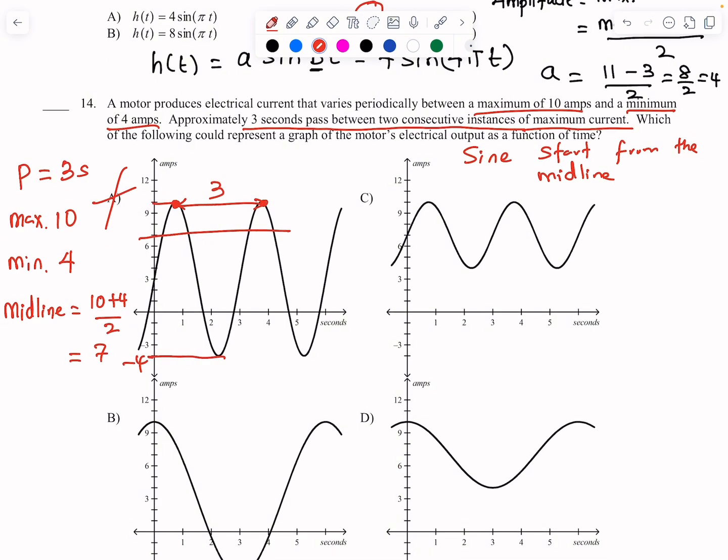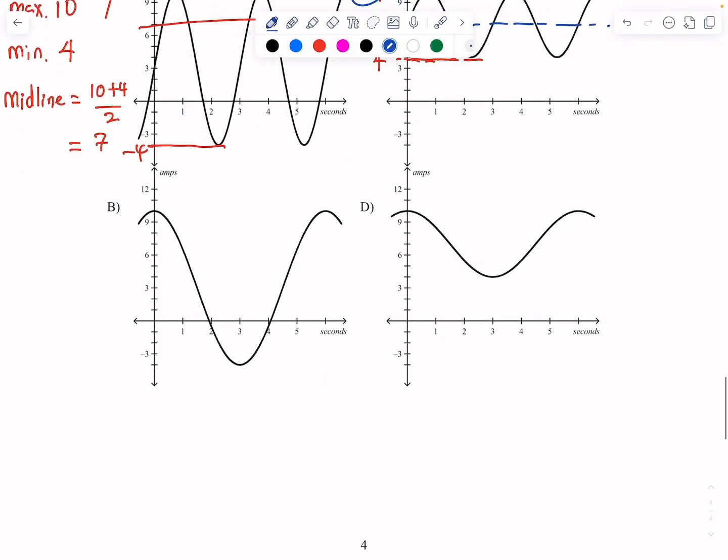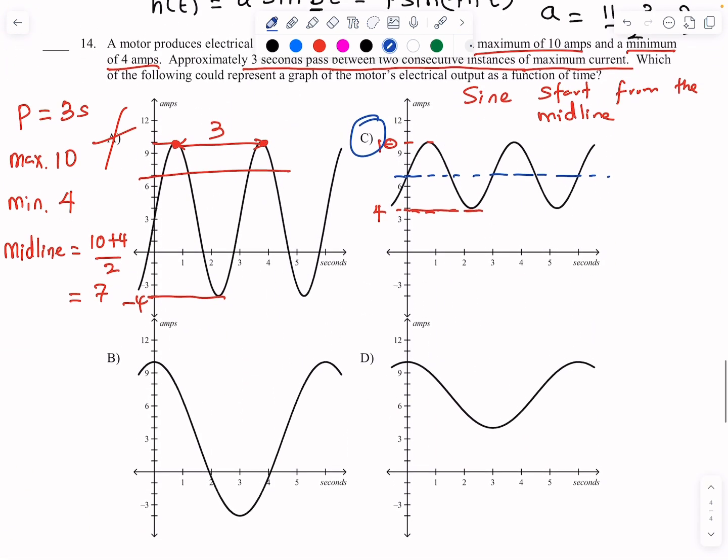Now let's go to option C. For option C, the minimum right here, what is the minimum right there? So the minimum right there is going to be 4. And then the maximum right here is going to be 10. So the maximum is 10. And then look at the midline. What is the midline? The midline is 7. So this is the midline right here. And the graph is starting from the midline. So which means that this option actually makes sense. So this one actually makes sense. And that would be the answer to this question.